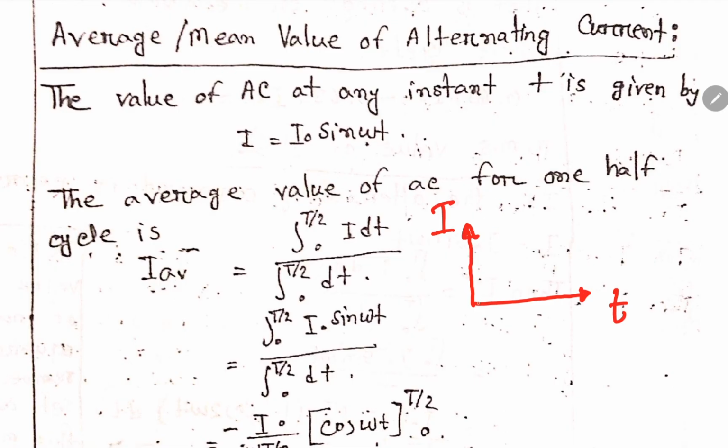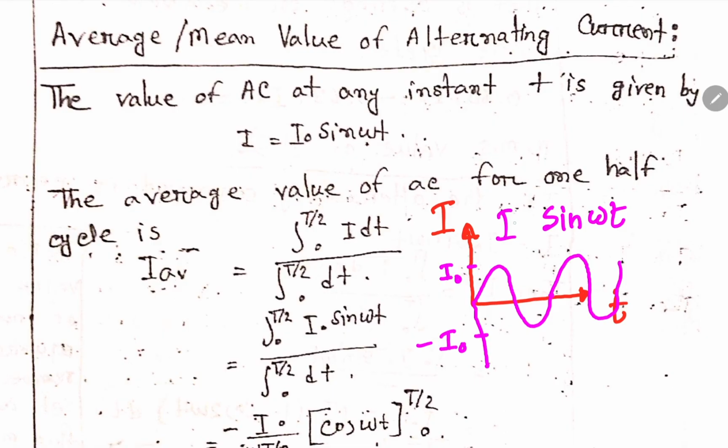So we know that the graph will be a sinusoidal graph. The graph of AC is a sinusoidal graph. So you have a peak which is I naught, and you have the lowest point, which is minus I naught, and this is a sine curve. As this is a sine curve, we can write I in terms of sine omega t, so I becomes I naught into sine omega t, right?